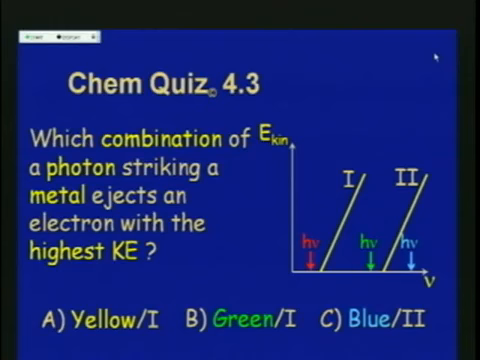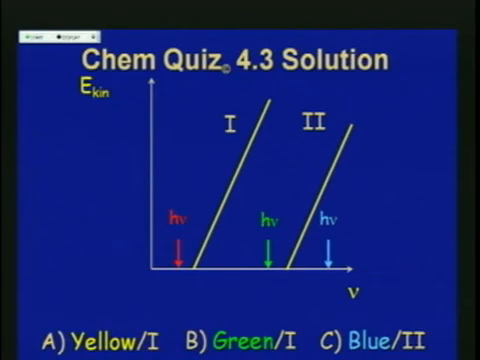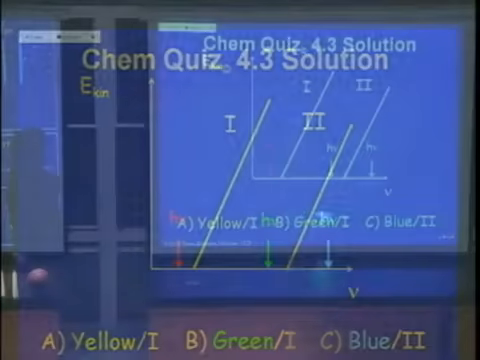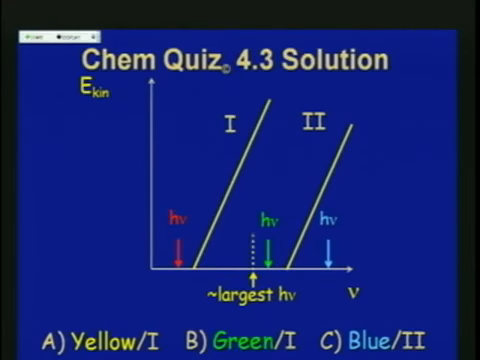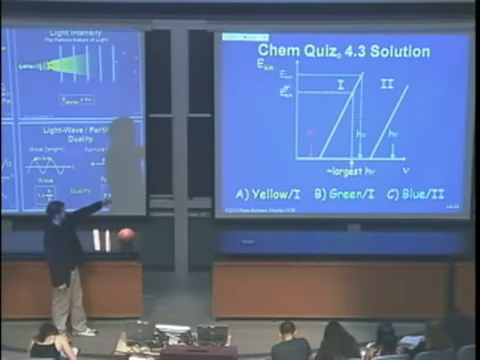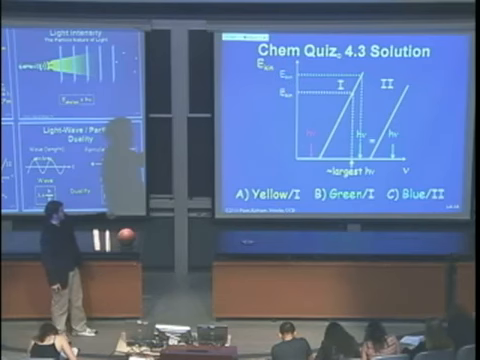Let's look at this. So what's it going to be? We got yellow, green, and blue, but two different metals. So we start with yellow. The largest yellow would be around here. So we trace up, and here is our kinetic energy. For yellow, right here. But if we move over to green on metal 1, it gets higher up on this electron kinetic energy. We get more kinetic energy for green than for yellow.